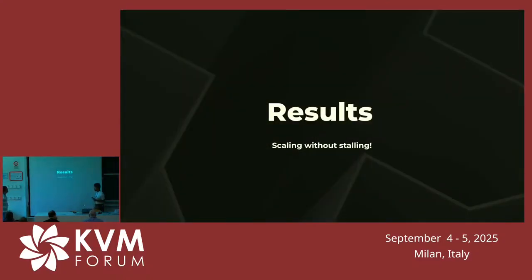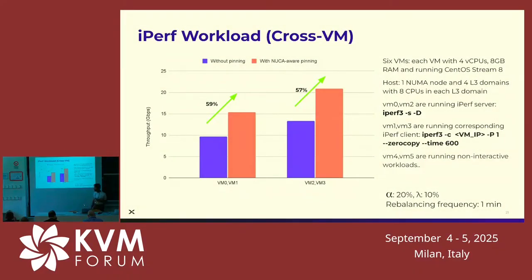Now this is all about the POC. Let's talk about some of the results that we have obtained with this POC. So first we start with the case that we started this talk with, where there is some type of benchmark running on a couple of VMs. So here in this setup we have 6 VMs running on a host, and 2 of them are basically running some non-interactive workloads. So they are basically isolated VMs, right? While VM0, VM2 are running iPerf server, and VM1, VM3 are running corresponding iPerf client processes.